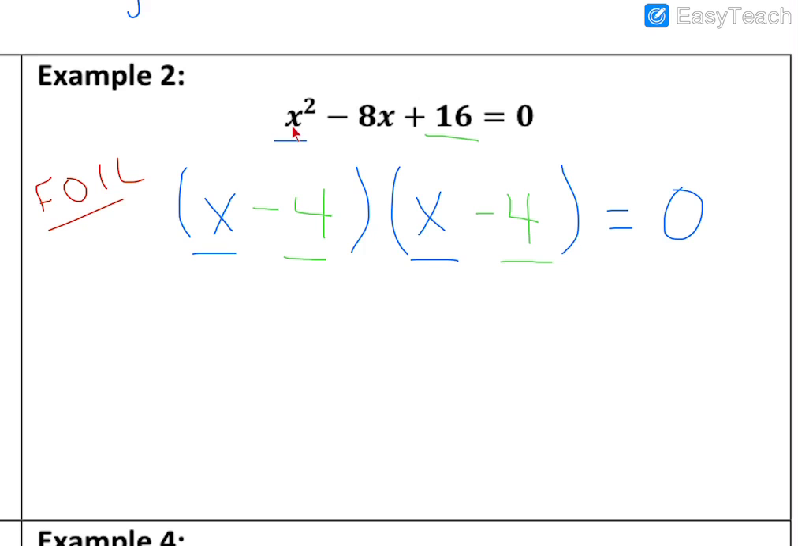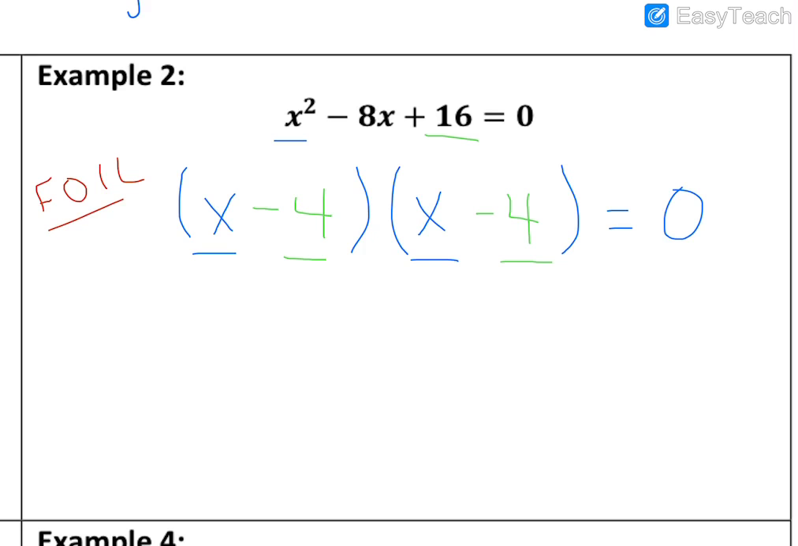your first times your first is x squared. Your outside is negative 4x. Your inside is also negative 4x, which gives negative 8x. Negative 4 times negative 4 is positive 16. So this works. This is in factored form, and we didn't change the value of it. We just changed standard form to factored form. From here, we're just going to finish solving.